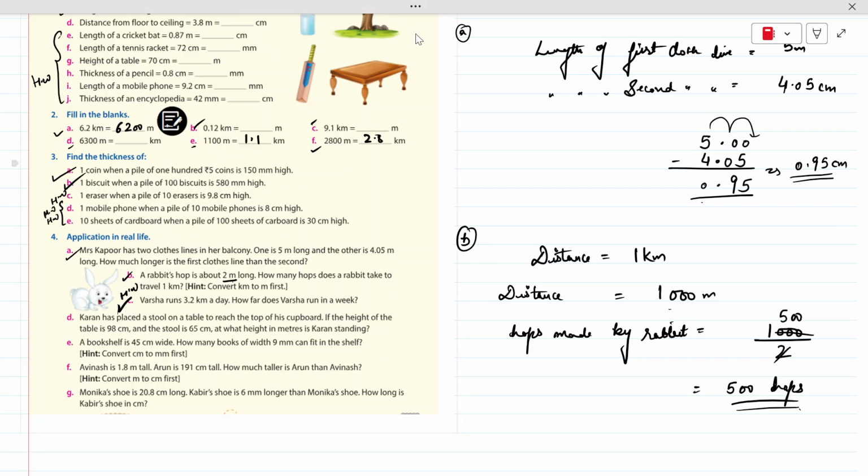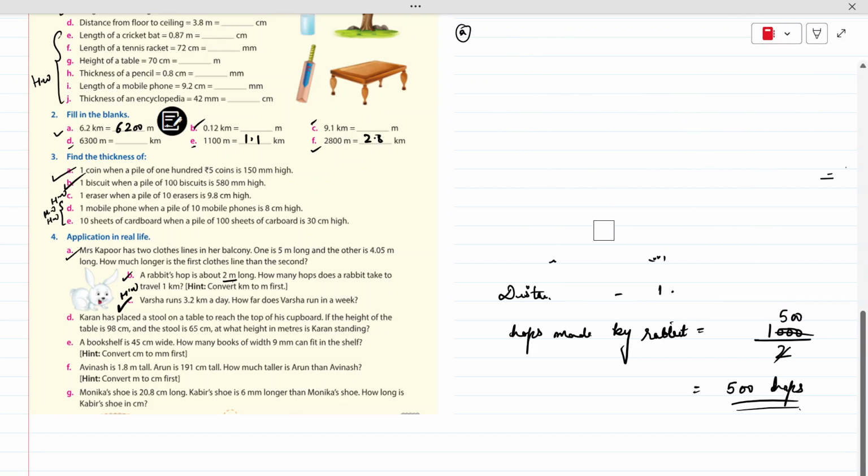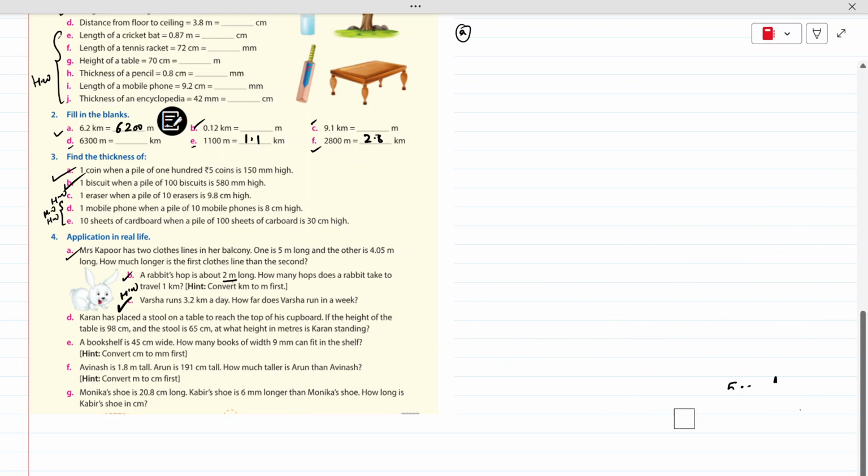Now coming to part D, it says Karan has placed a stool on the table to reach the top of his cupboard, and if the height of the table is 98 centimeters and the stool is 65 centimeters, at what height in meters is Karan standing? Okay, wait, let me just erase it fast. Yeah, coming to question number D now.